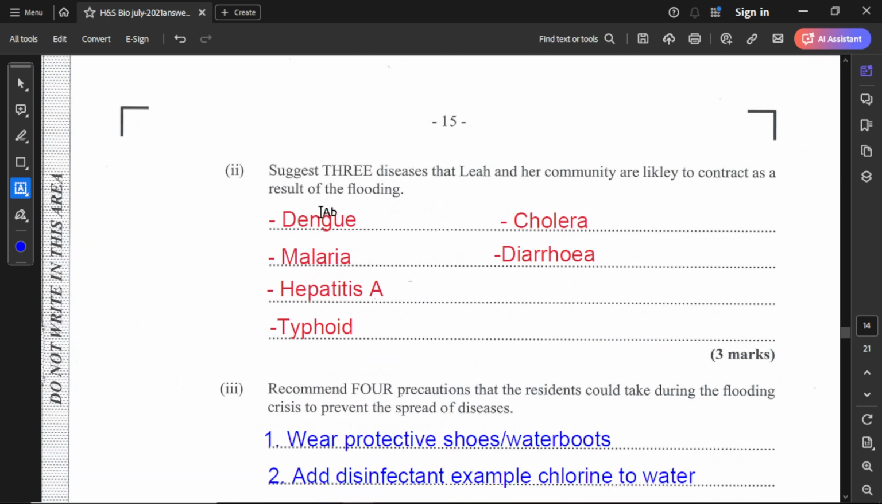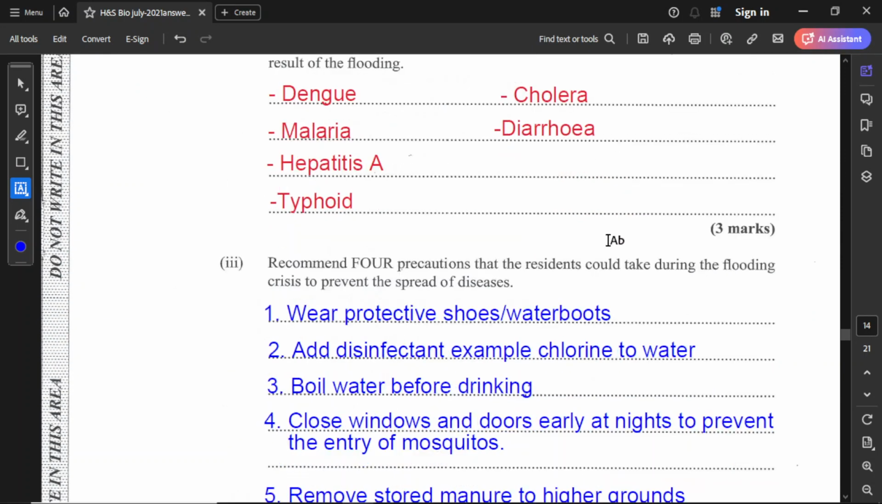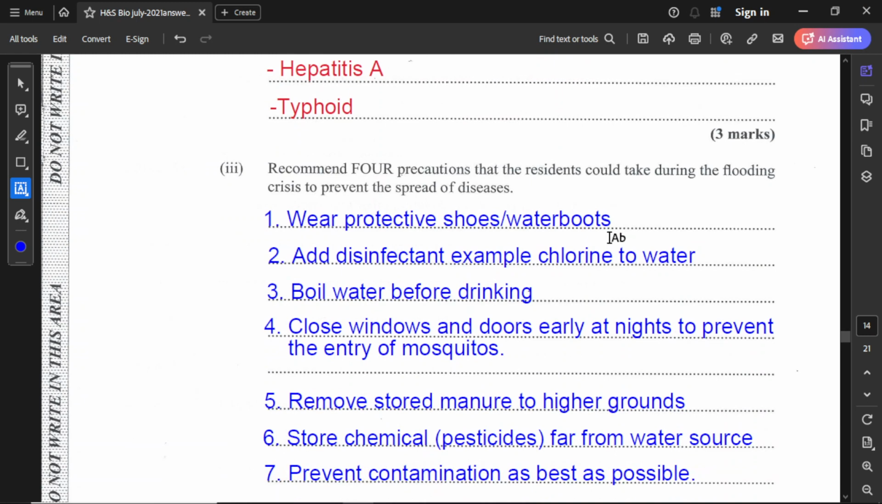All right, and so for part 2, it asks for 3 diseases that Leah and her community are likely to contract as a result of the flooding. And so these are some of the common ones that may occur after flooding, like dengue, malaria, hepatitis A, typhoid, cholera, diarrhea. All right, and so those are some good suggestions right there.